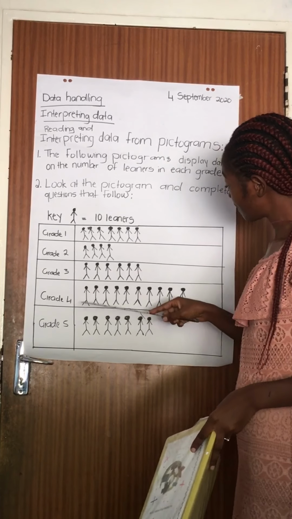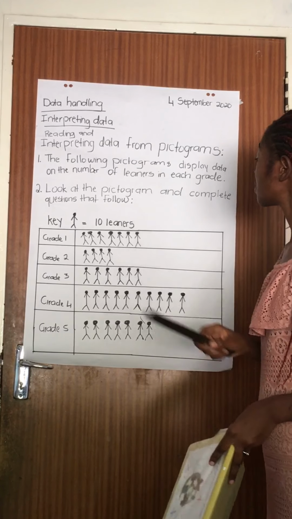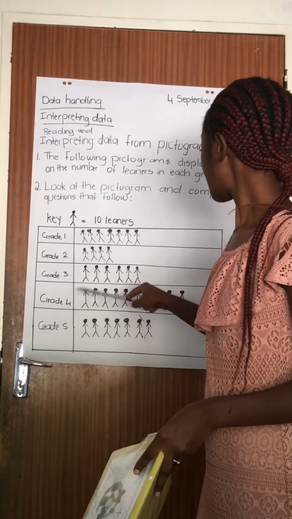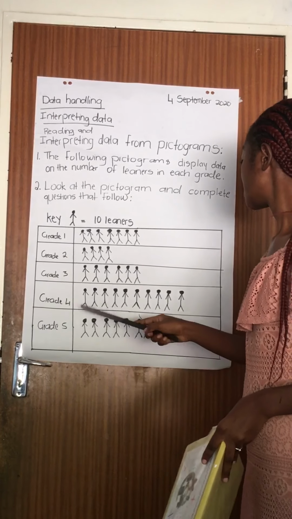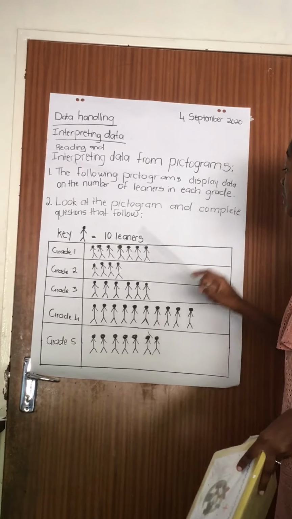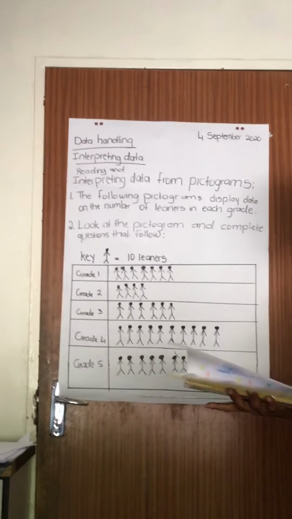As you can see, there is 1, 2, 3, 4, 5, 6, 7, 8, 9, 10. So that's 10 pictures, and because one picture represents 10 learners, it's 10 times 10, which makes it more learners than all the other grades. So we move on to the next question.